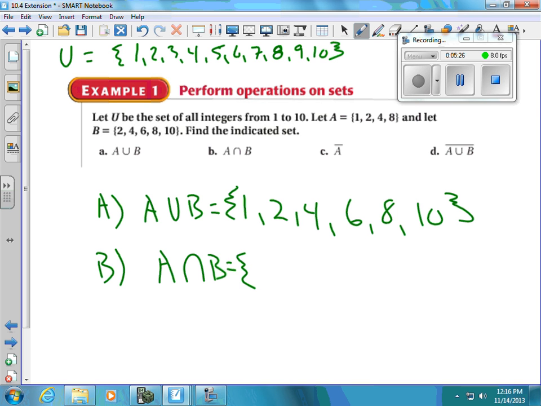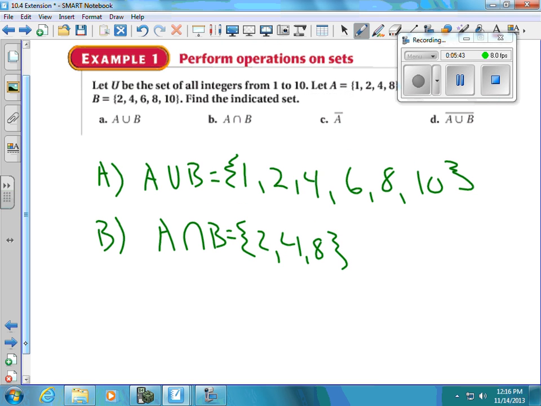So we can see that 2 is in both. We can see that 4 is in both sets. And we can see that 8 is in both sets. We do not include 1. We do not include 6 or 10 because those are only in either just A or just B.